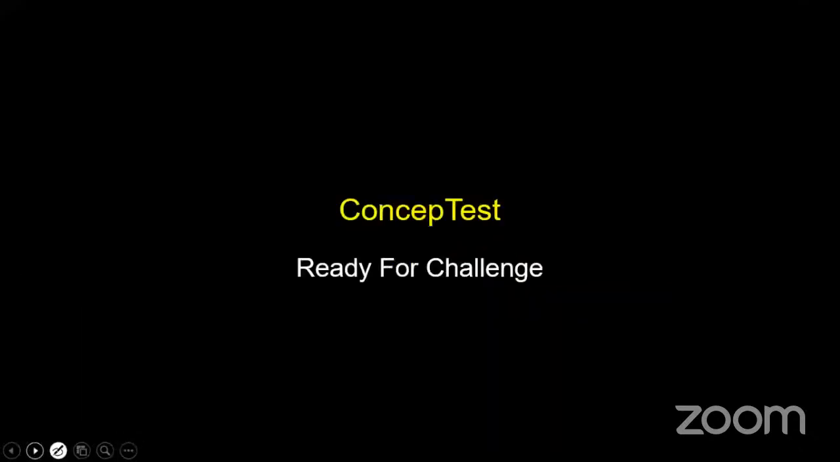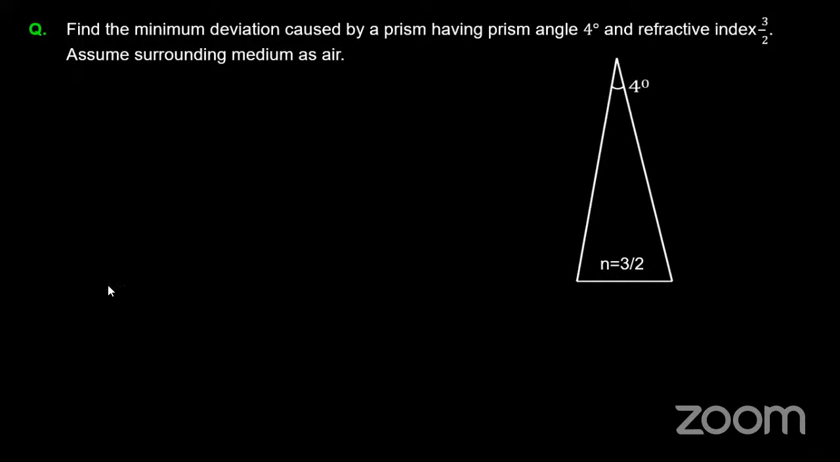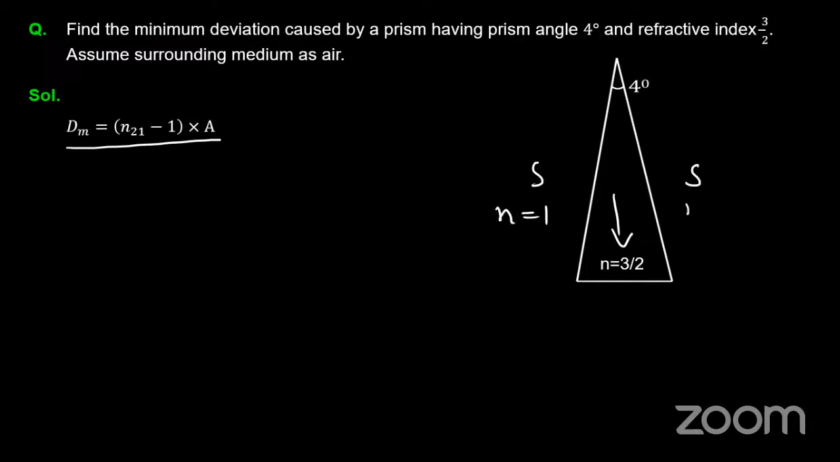After this you were ready for the concept question, where I ended in the last class. Is this fine, students? So I told you to find the answer, right? So what was the answer? We know the angle of deviation uses n21, the refractive index of the glass with respect to the surrounding medium. What is the refractive index of the surrounding medium? 1. So n21 will be what?